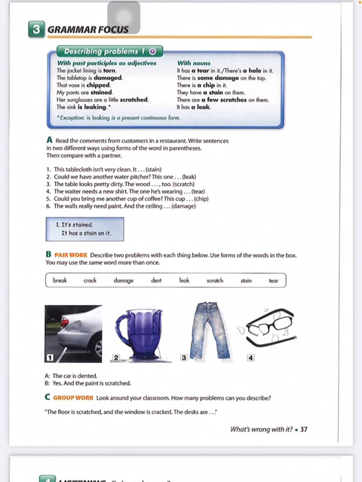So let's go to exercise 3A altogether. Read the comments from customers in the restaurant.